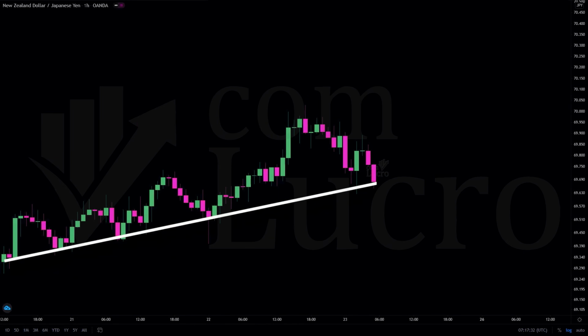Let's walk through another example. Here's an uptrend with a trend line drawn underneath it.